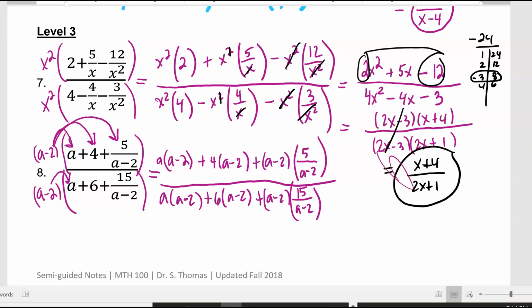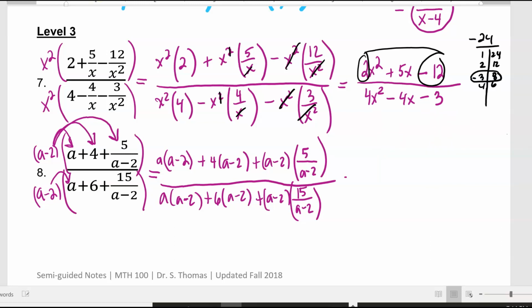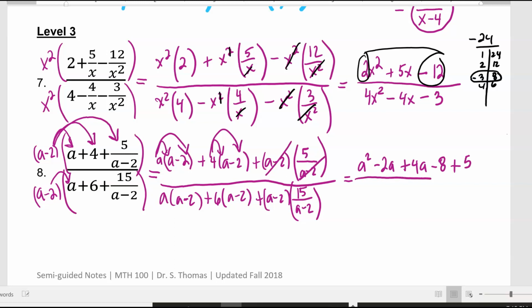Alright, so the first thing we're going to do is multiply this a times a minus 2. So we're going to distribute here, so that's a squared minus 2a plus 4a minus 8 plus, a minus 2 is canceled here, 5. And the denominator, we're going to distribute it again, so a squared minus 2a plus 6a minus 12 plus the denominators cancel. So we are left with that 15.